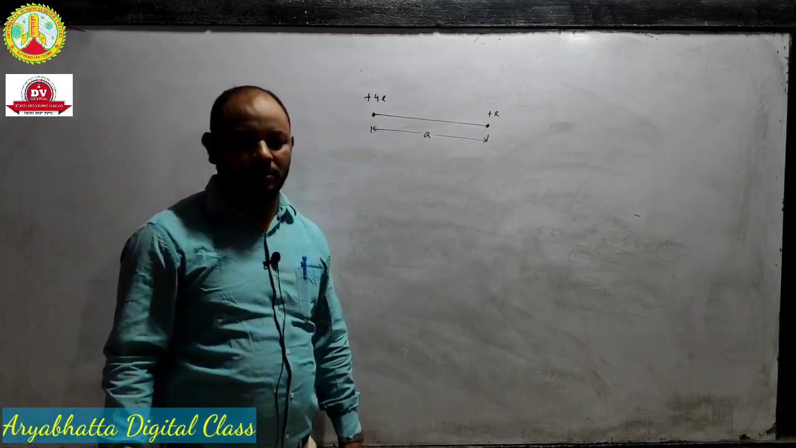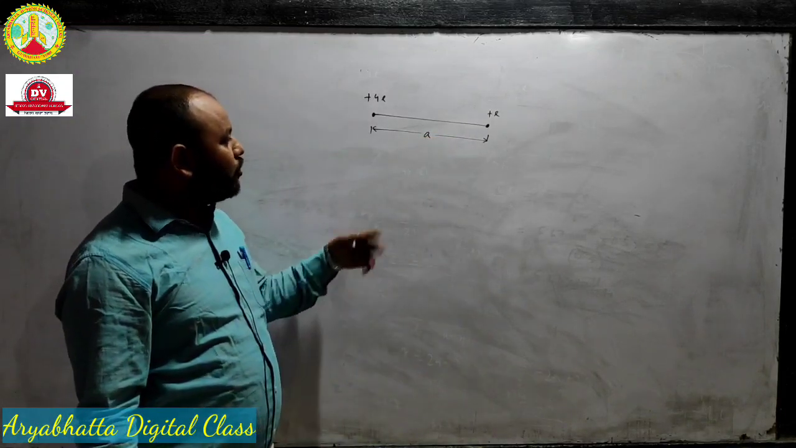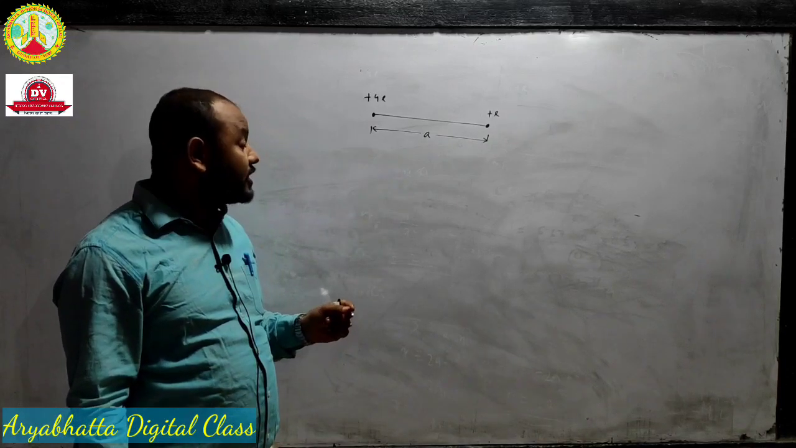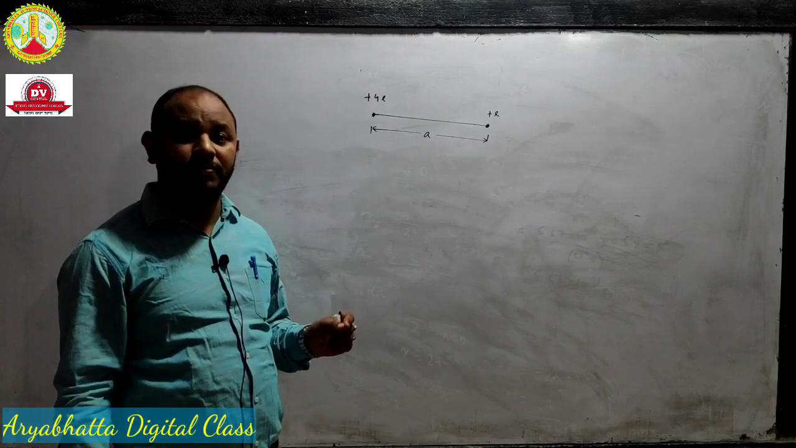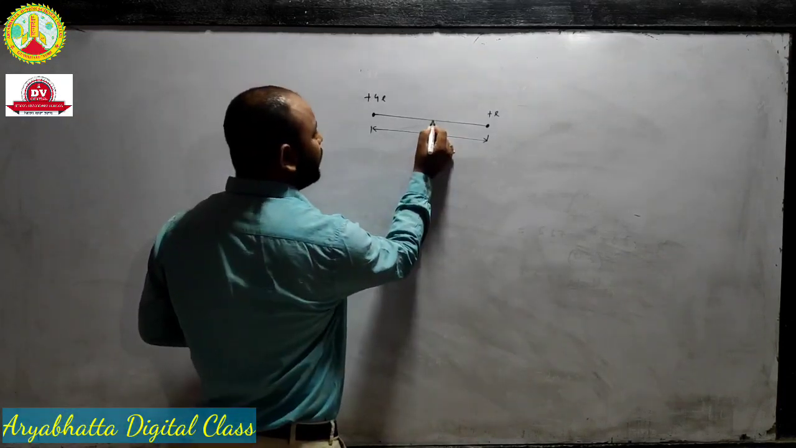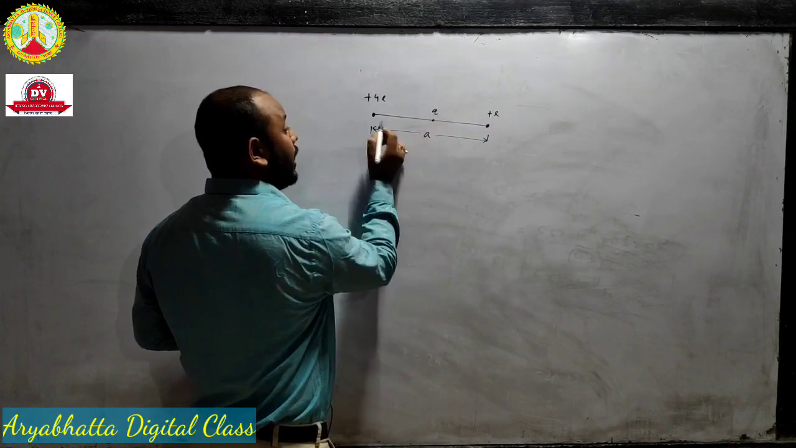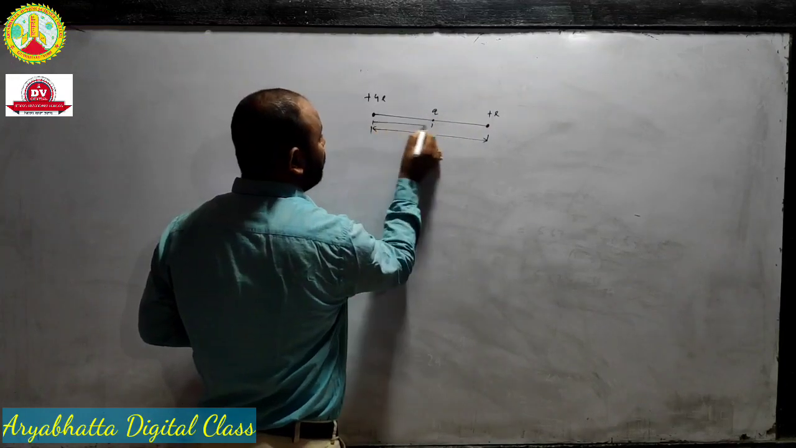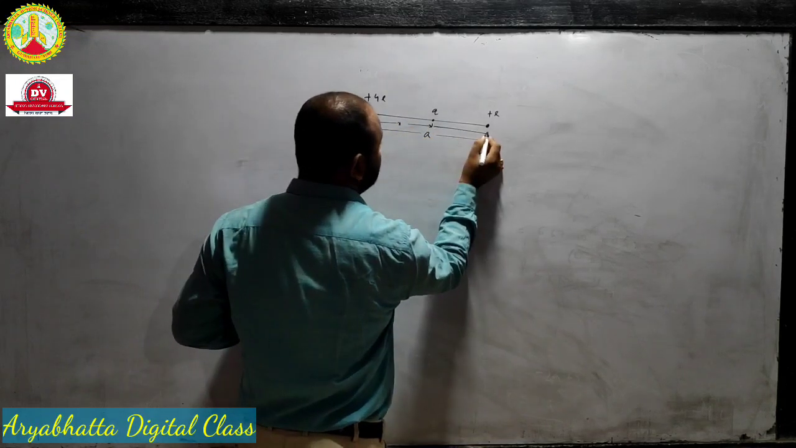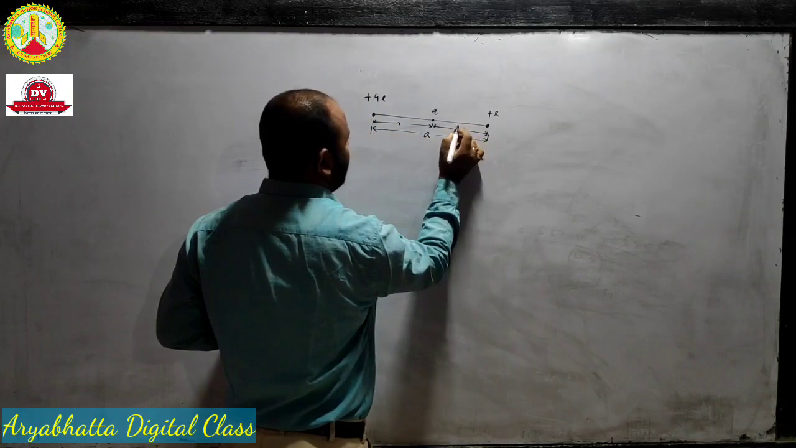In last classes, we have already discussed this numerical. The numerical is: where should a third point charge q be placed so that it may be in equilibrium? Suppose this is the point, and this point is at a distance x, and the remaining distance will be a minus x.